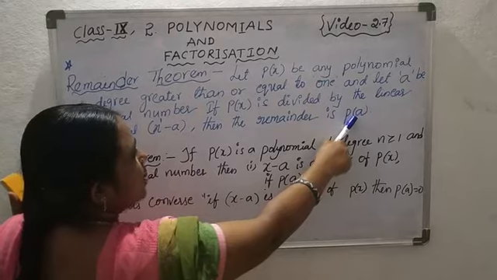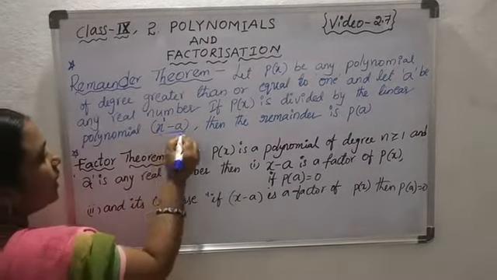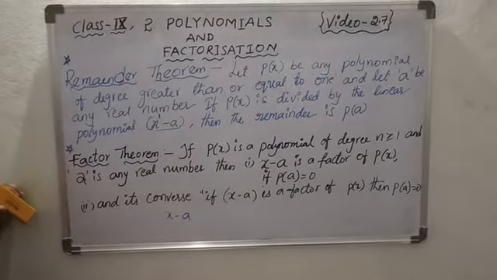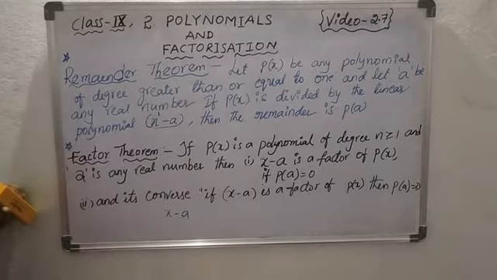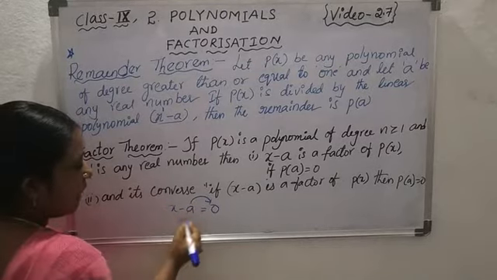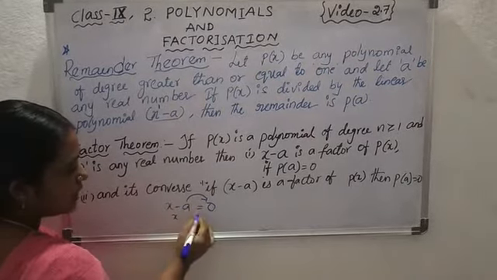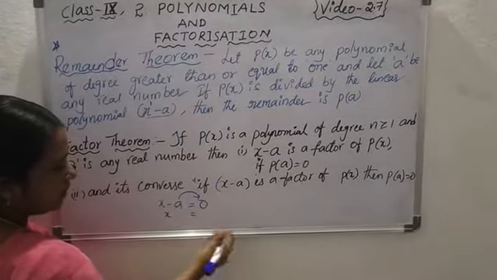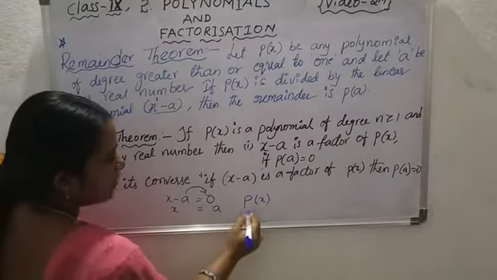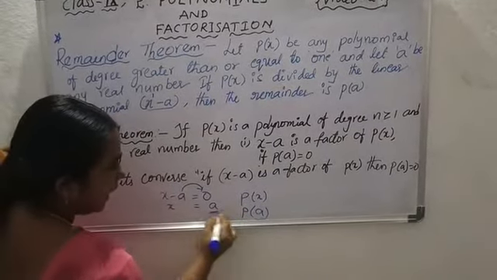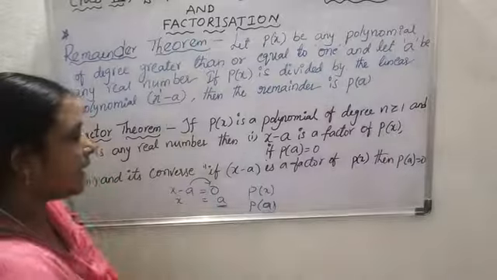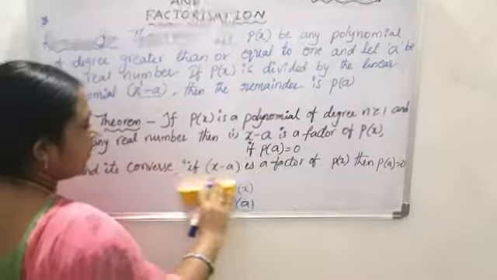Directly we get the remainder P of a. How do we get P of a? Here the linear polynomial is x minus a. We know from the previous class how to find the zero of a polynomial: we equate it to 0 and find the value of x. Transposing, minus a becomes plus a. So P of x is the polynomial, and in the place of x we substitute a. If we substitute this a in the given polynomial, we get the remainder. Like that we get the remainder by checking.